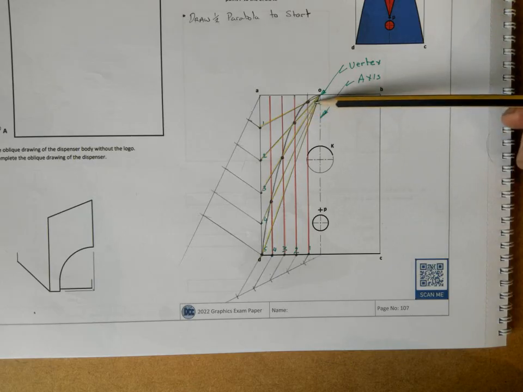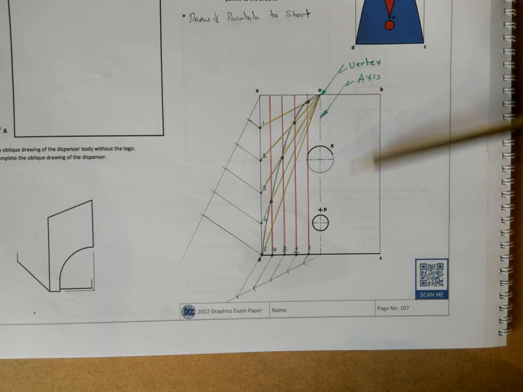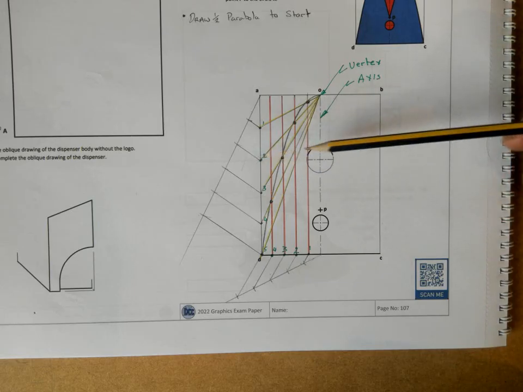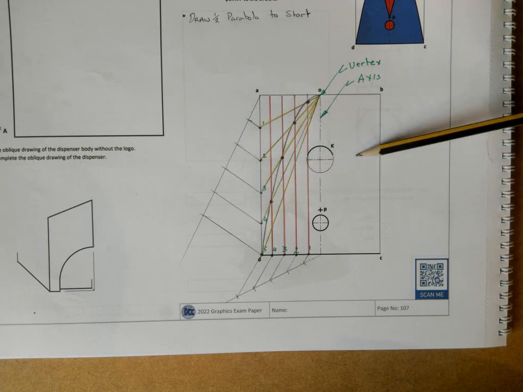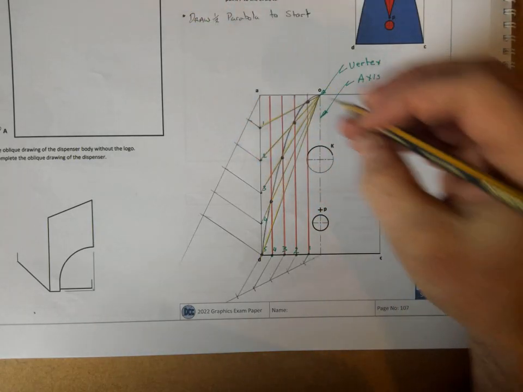Now we only have half a parabola here, so we must complete the second half. We could repeat this process on the left, do the same thing on the right, but there's a much quicker way that you should use, especially in an exam. And this technique is called axial symmetry.